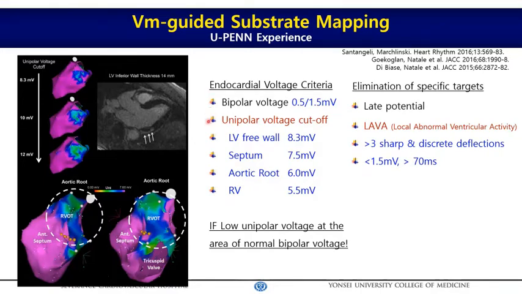A U-Penn group suggested unipolar voltage reflects a subepicardial substrate, and its cutoff value differs depending on the mapping sites. However, these cutoff values were determined by standard mapping catheter, not the multi-electrode high-density mapping catheter. Therefore, the standard voltage level could differ depending on the catheter configuration, electrode size, and wave direction. French group also suggests the LAVA, local abnormal ventricular activity, with specific criteria.